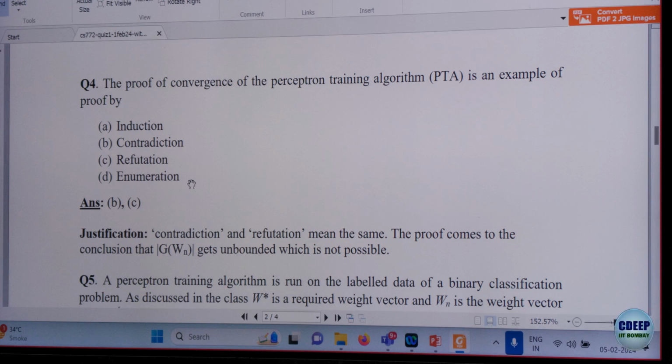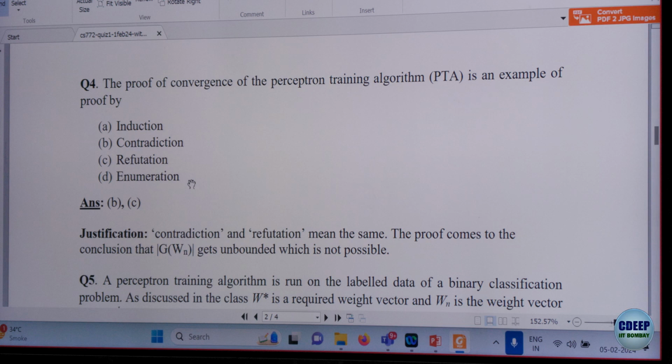The proof of convergence of the perceptron training algorithm is an example of proof by induction, no. Contradiction, yes. Refutation, yes. Refutation and contradiction mean the same, and you have both the phrases. Mathematicians use both the phrases. Proof by contradiction, proof by refutation. And proof by enumeration, no. Contradiction and refutation mean the same.